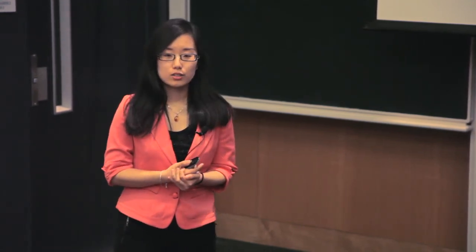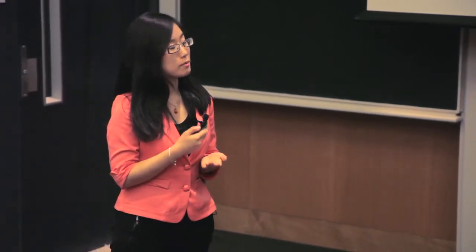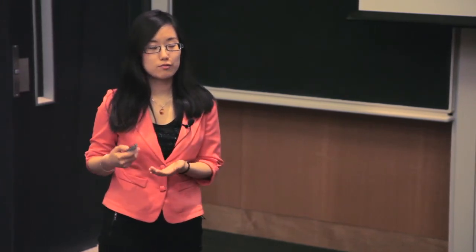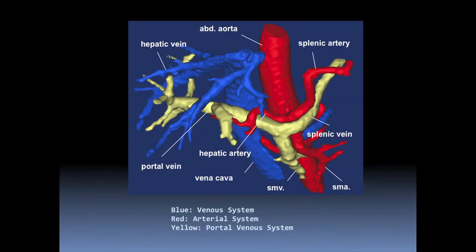Well, in my research, I used the blood flow information from MRI scanning to compare the blood velocity in a control group and patients with liver cirrhosis. Here is a three-dimensional picture showing the vascular systems. We can see that there are three vascular systems. The focus of my research is to study the blood velocity in the arterial and the portal venous system, which are the red and the yellow parts in this figure.